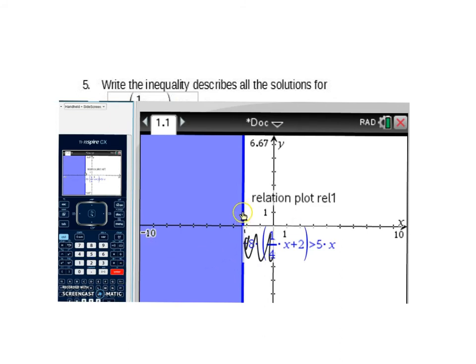We don't care about this information. We care where it hits here. So it hits there about negative 2. So we're going to put negative 2. We're going to put X.